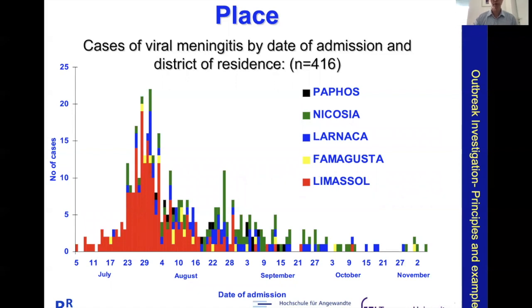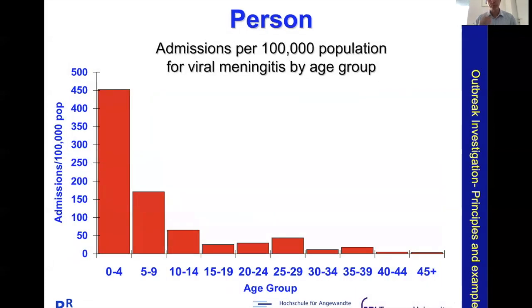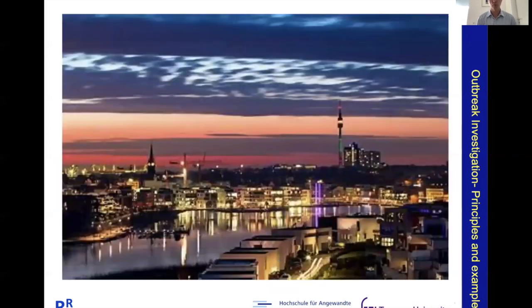So time and place is very useful. From the same outbreak, which Mike Ryan actually originally investigated, a friend of mine from WHO, he could see the age distribution, and we can see who was affected, mainly young kids, and you can even see some of their parents. All right, time, place, and person. Very simple, descriptive, common sense epidemiology.